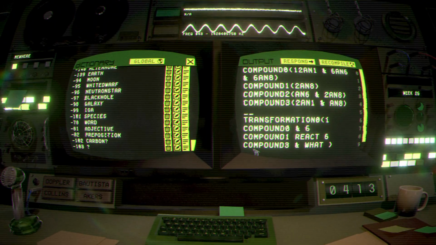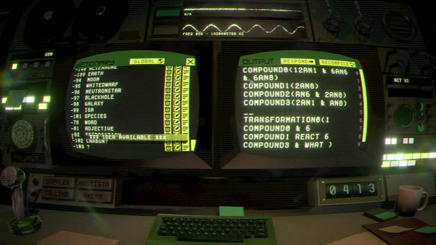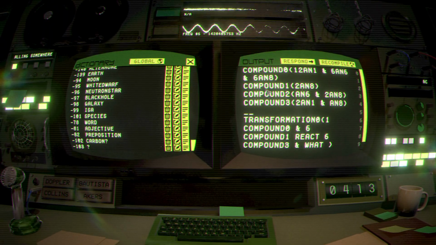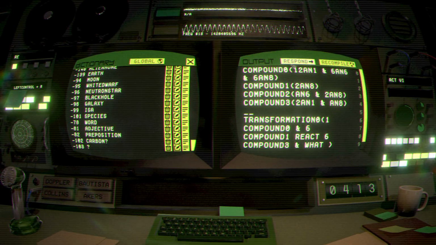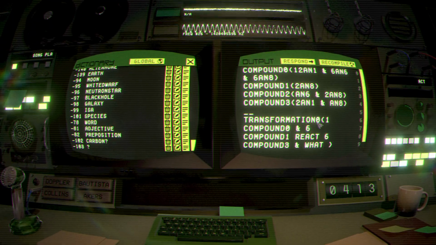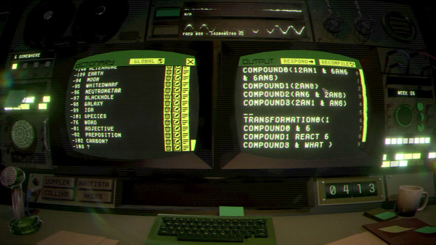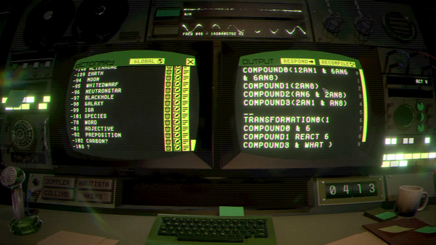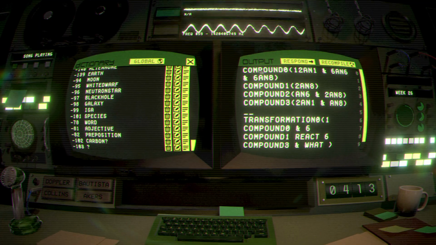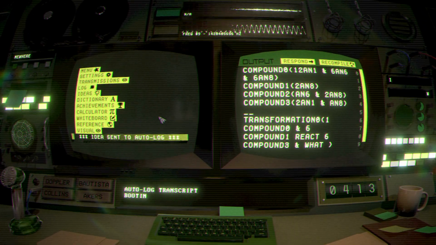Okay. Compound 0, 12 and 1, 6 and 8. Compound 2. Okay, so they're saying if you take 1 compound 0, 6 compound 1s, and 6 compound 3s, throw them in a blender, what happens? Let's see what they have to say.